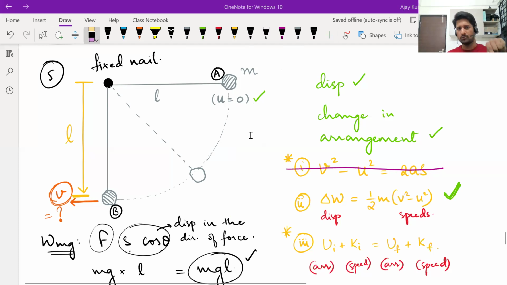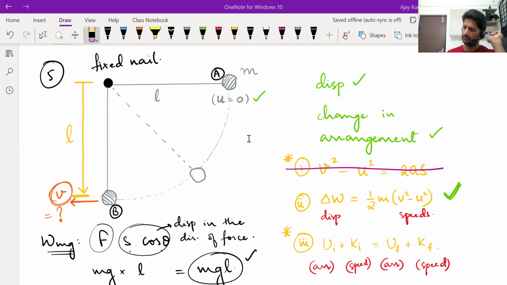Now, as this stone moves down from position A to position B, what's the only force which is doing work on it? mg. Weight. Okay. There were two forces acting on it, weight and tension. We concluded tension does not do any work. So weight is the only force doing work. And is it conservative or non-conservative? Gravity.